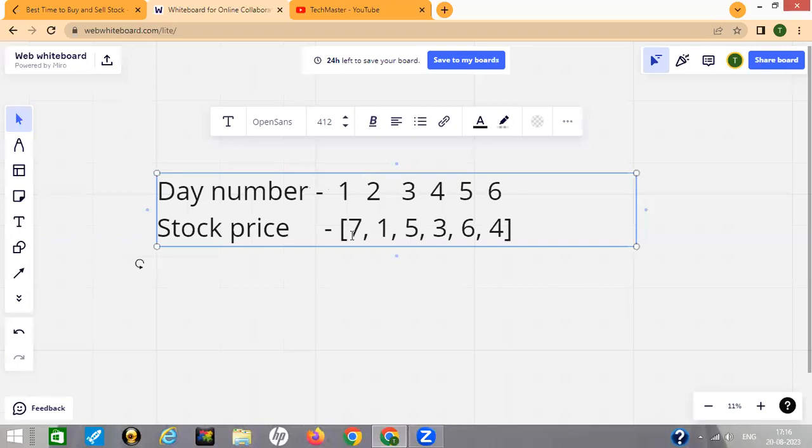So, if we look at the array, it contains 7, 1, 5, 3, 6, and 4. So these are the prices for a given stock on any day. So on day one, the price is 7. On day two, the price is 1. And on day three, the price is 5. And the same thing going forward.